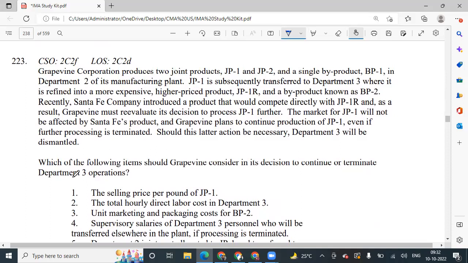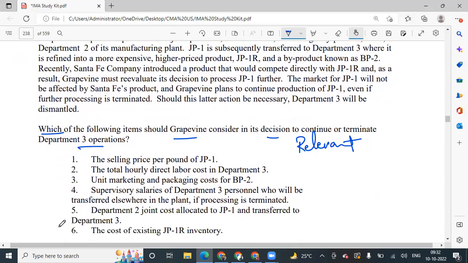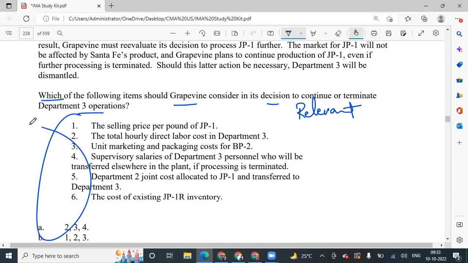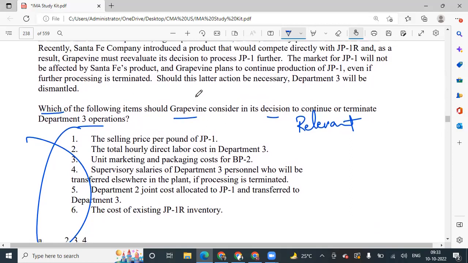We need to read the requirement first. Which of the following items should Grapevine consider in its decision to continue or terminate Department 3 operations? Basically, he's asking us what are the relevant items out of these 6. What is relevant in considering whatever is the question? Let us just read the main question now.